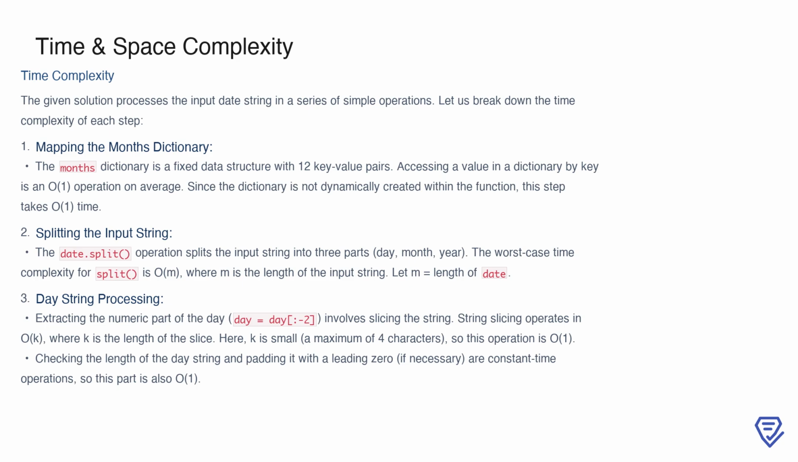Then, we process the day string. Extracting just the numeric portion of the day using slicing is an O(k) operation, where k is the length of the slice being extracted. However, since the day string is always a maximum of 4 characters, this operation can be considered O(1). Additionally, padding the day with a leading 0 when necessary involves a simple length check and string concatenation, both of which are constant time operations. Therefore, the day string processing step collectively takes O(1) time.